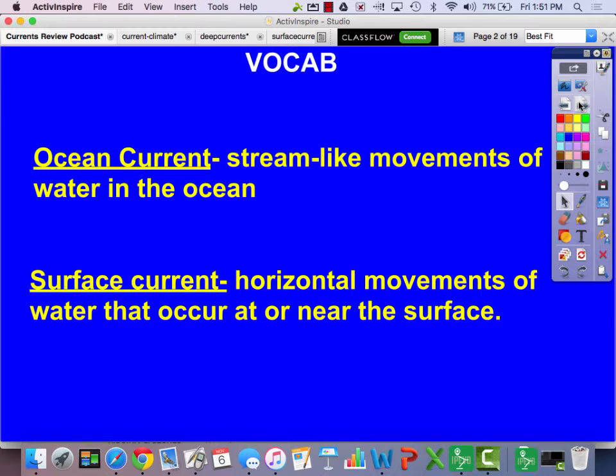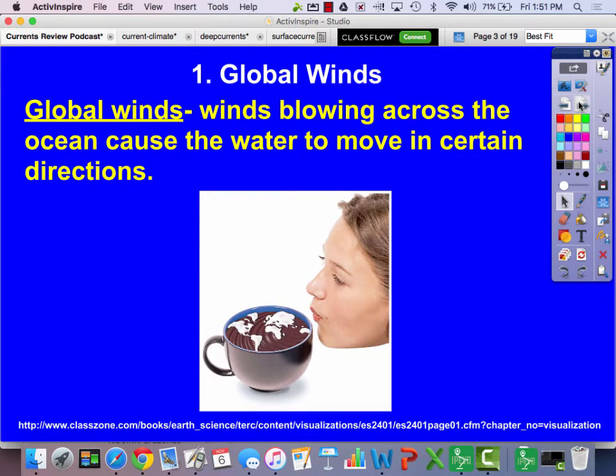There are three big things that make a surface current move in the first place. The first is global winds. So winds blowing across the ocean that cause the water to move in a certain direction. Now, it's important to remember that global winds aren't like winds that you're going to find in your backyard. These are big, massive winds that are constantly blowing in the same direction all year long. So these global winds have a major impact on our surface currents, pushing them in the directions that they go.